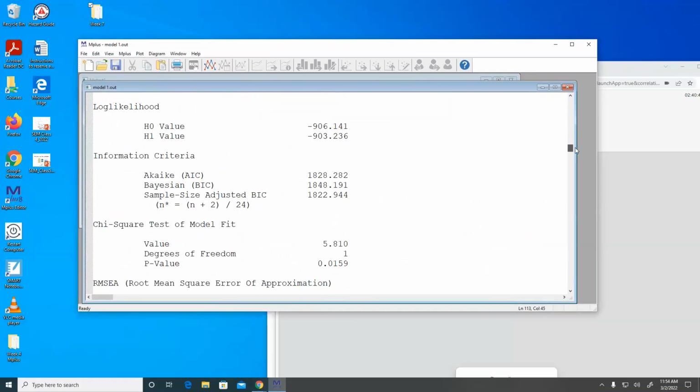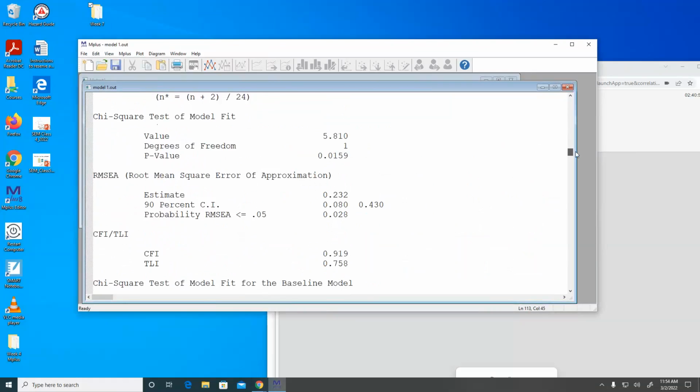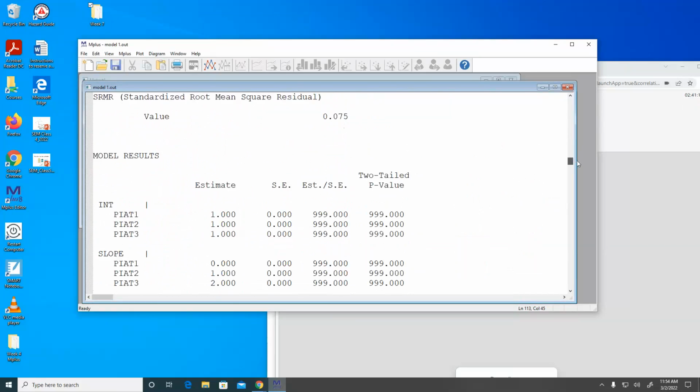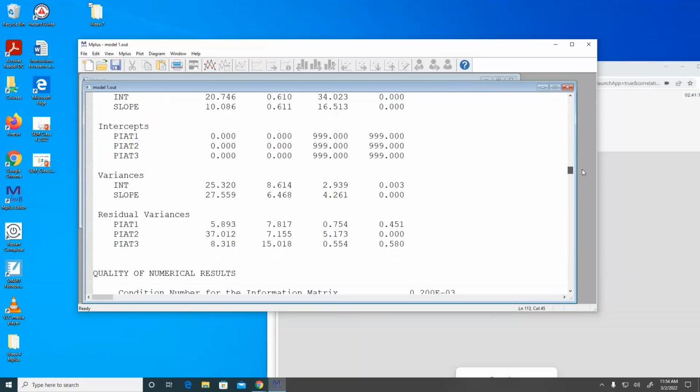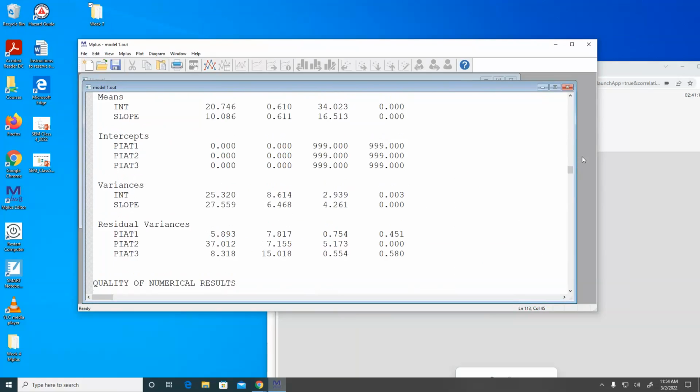So you can see I only have 1 degree of freedom here, and my chi-square is 5.8 with 1 degree of freedom. And that 1 degree of freedom is coming from the mean structure of the model, remember? We talked about that. Okay. RMSEA looks horrible because I have 1 degree of freedom. Actually, my CFI and TLI, they don't look that great either. Now, let's look at our model results. So here we go. Mean of the intercept is 20.76.